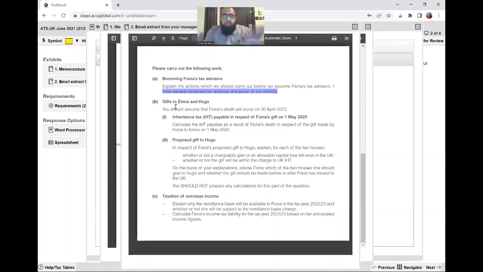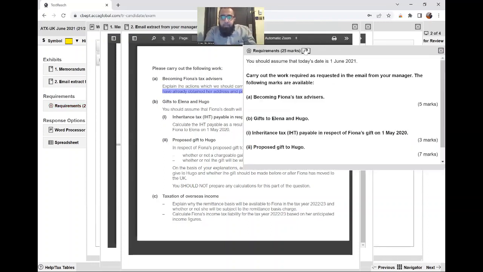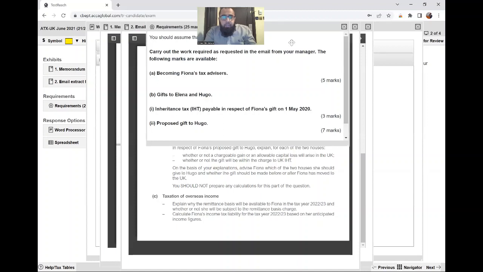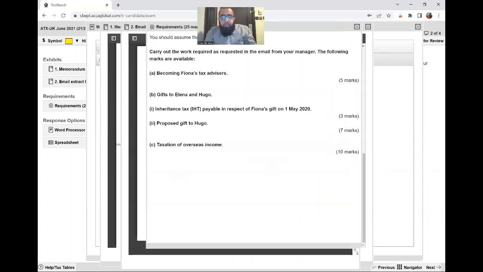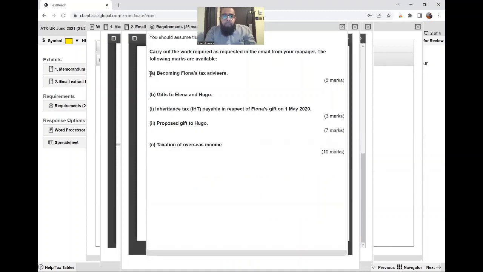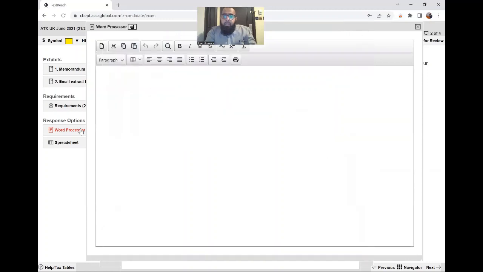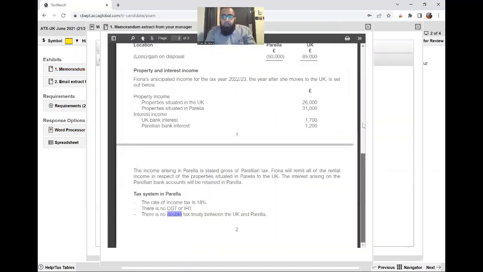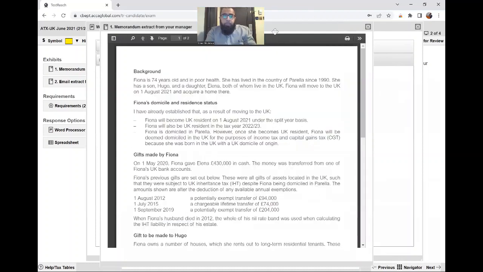Then there is part B. Before moving to part B, let's look at the marks for part A. If I look at the marks of part A, becoming Fiona's tax advisor gives us 5 marks. Okay, so let's deal with this first before moving towards other requirements. The name of the question is Fiona.